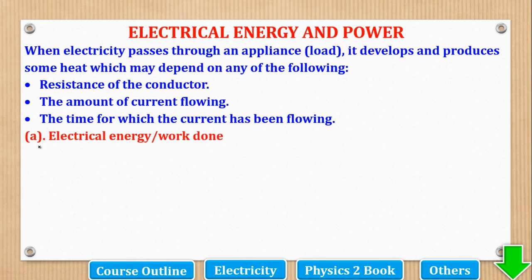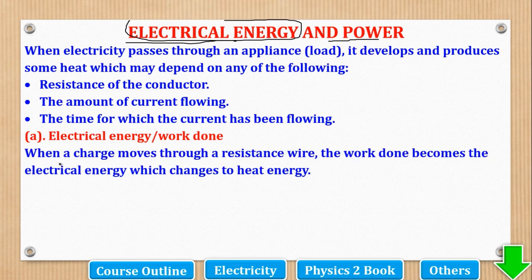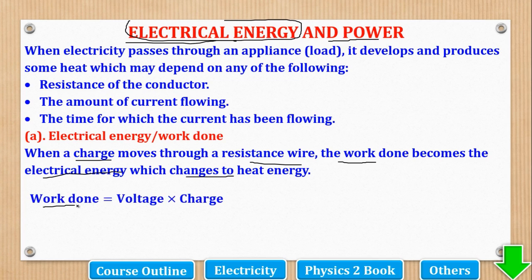Remember, we have electrical energy and we also have power. So we shall start with this part of electrical energy, energy or work done. When a charge moves through a resistance wire, the work done becomes the electrical energy, which changes to heat energy. Therefore, work done is given by voltage times charge. Voltage is the same as PD, so PD times charge. So this is V, this is Q, and this is W.